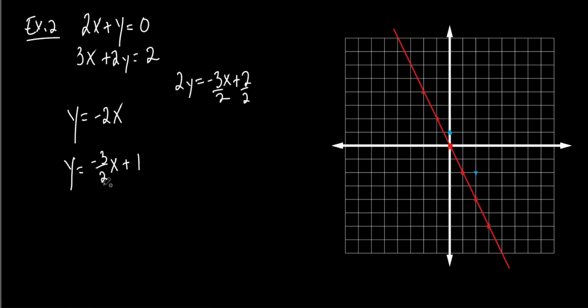Because what? That's negative 3 halves, or negative 1.5 slope. This is negative 2 slope. So the slopes are really close, aren't they? All right? So I'm really going to make sure that I do my slopes right. So it's negative 3, 1, 2, 3, 1, 2. And then let's do this. Let's go 1, 2, 3, 1.